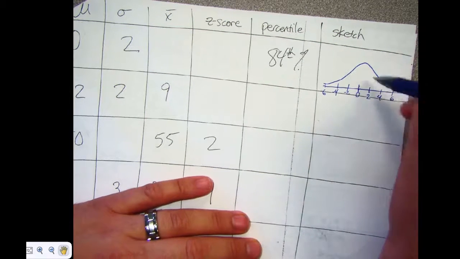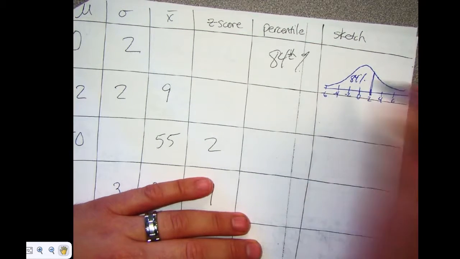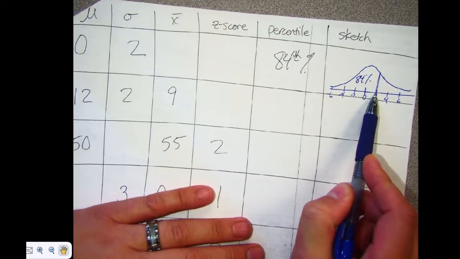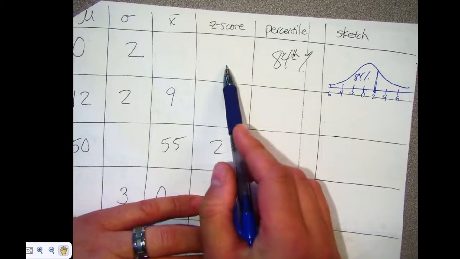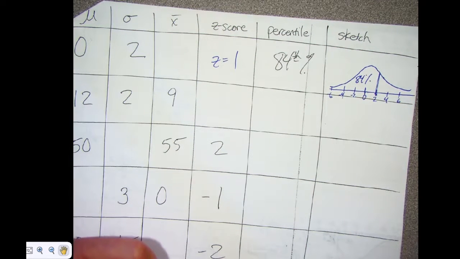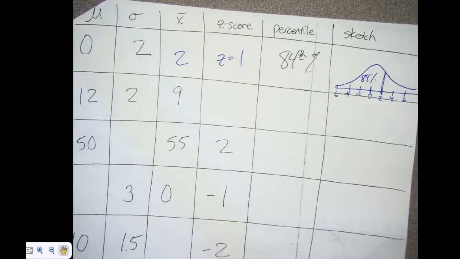84. So isn't this where we are? Doesn't that have to be where we are? If there's 84% of the data below, we've got to be exactly 1 standard deviation above the mean. If we are exactly 1 standard deviation above the mean, what's the z-score? 1. That's what a z-score is. How many standard deviations are you above or below the mean? And what's x bar? 2. How's that feel? Let me do one more of those, just to make sure, because I saw a couple of these. Go to the next page.